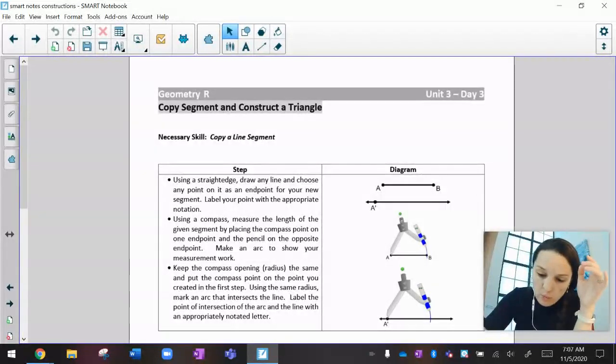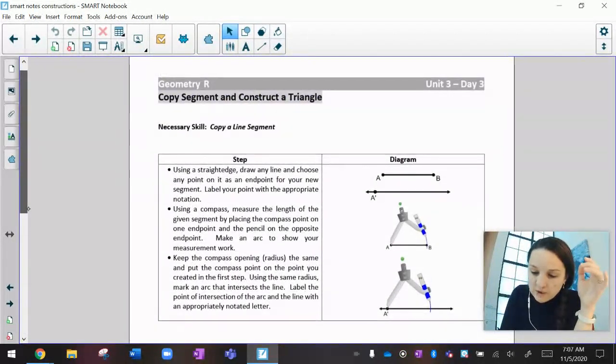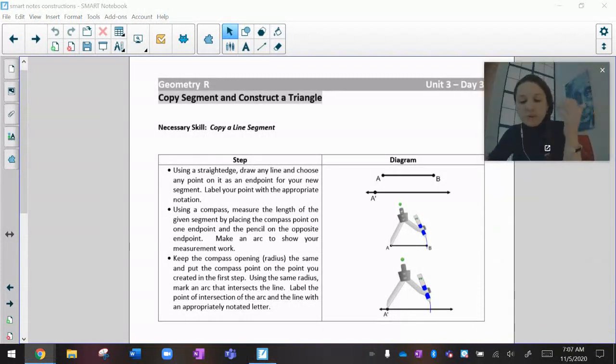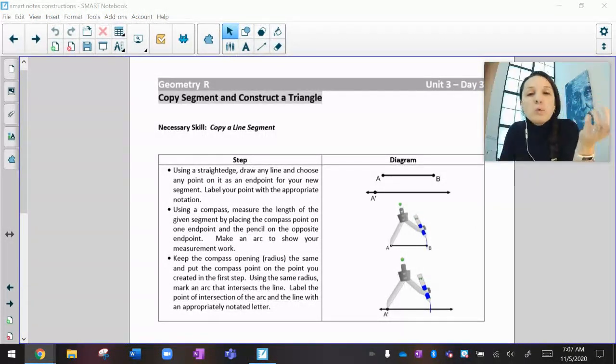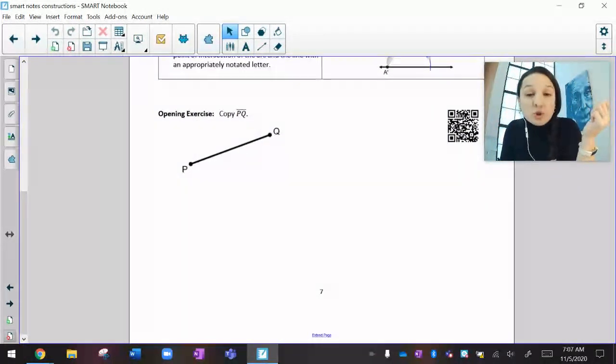So in your notebook, I want you to be on day 3 in your packet, which is page 7. And have your compass out and your ruler out and a pencil, and away we go. So this first one is we're going to copy a segment. Now, one way to copy a segment is just to use your ruler and redraw it. But the thing is, rulers aren't exact. Most rulers only measure down to 1/16 of an inch, whereas with your compass, you can make a lot of variability in there.